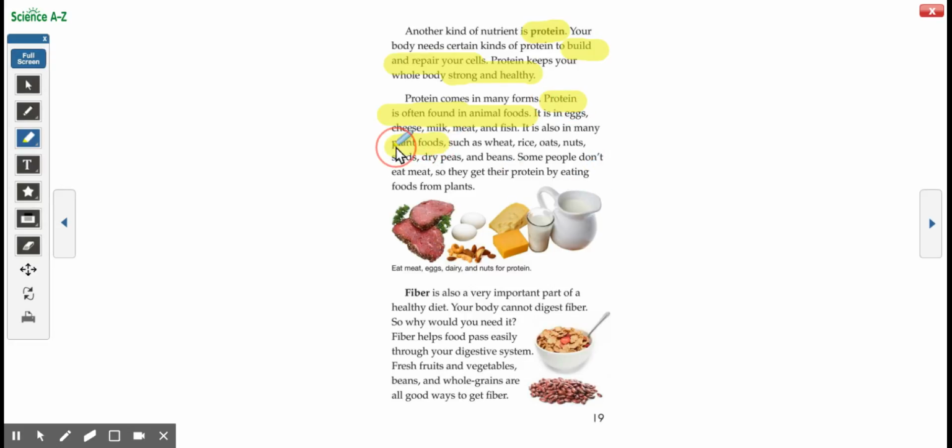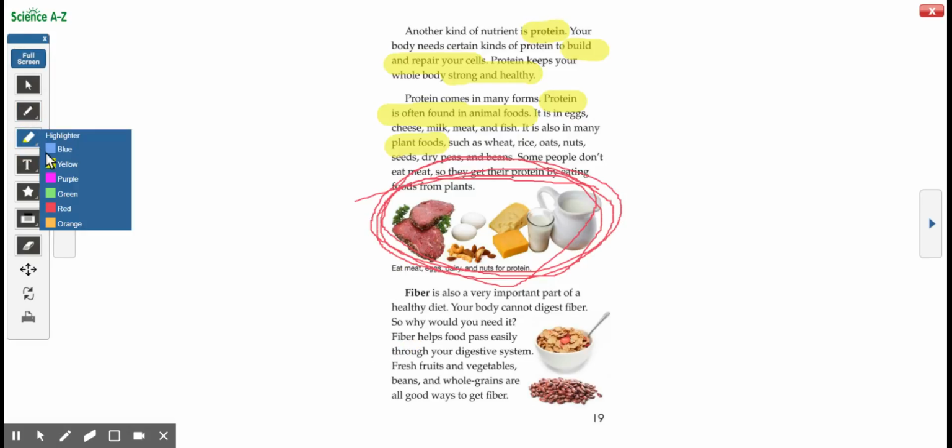But it is in some plants as well. So there are people who don't eat meat. They can get their protein by eating foods from plants. For most people, though, most of your protein comes from meat. So unless you're a vegetarian, more than likely most of your protein comes from meat or other animal products. Unless you're a vegetarian or a vegan.